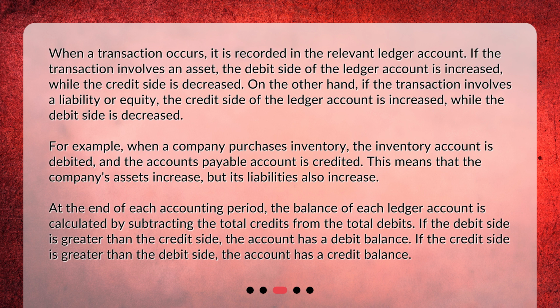For example, when a company purchases inventory, the inventory account is debited, and the accounts payable account is credited. This means that the company's assets increase, but its liabilities also increase. At the end of each accounting period, the balance of each ledger account is calculated by subtracting the total credits from the total debits. If the debit side is greater than the credit side, the account has a debit balance. If the credit side is greater than the debit side, the account has a credit balance.